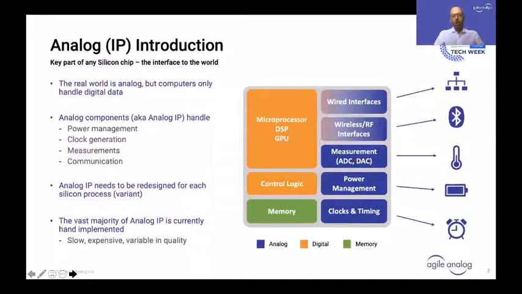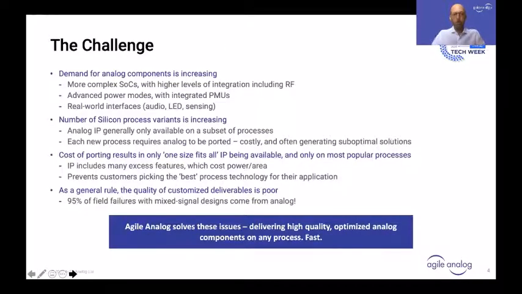So like a lot of other stuff, analog needs to be redesigned for every new silicon process node or even for a silicon variant. However, the vast majority of analog IP is currently hand implemented. And this makes it slow, expensive, and variable in quality, which leads us to the challenge which is facing the industry. So the demand for analog is increasing significantly.